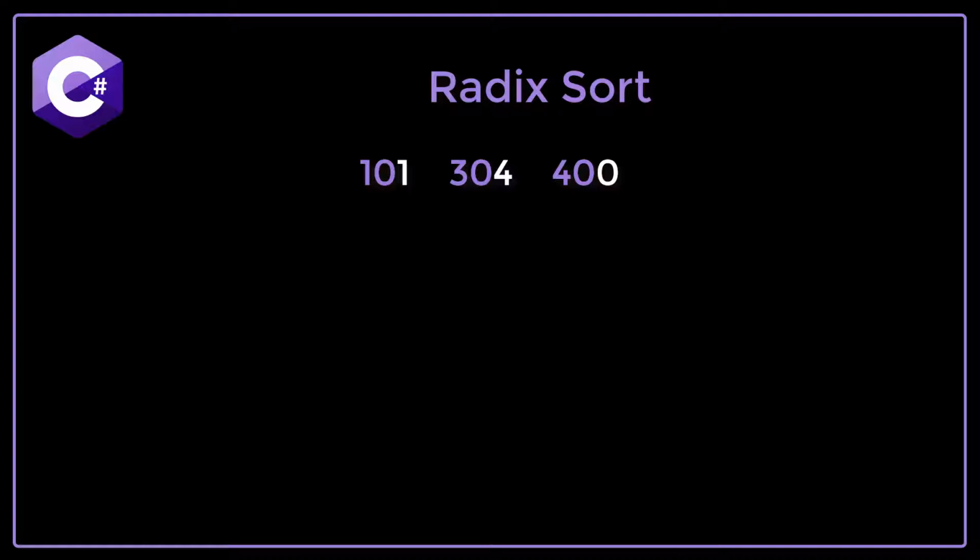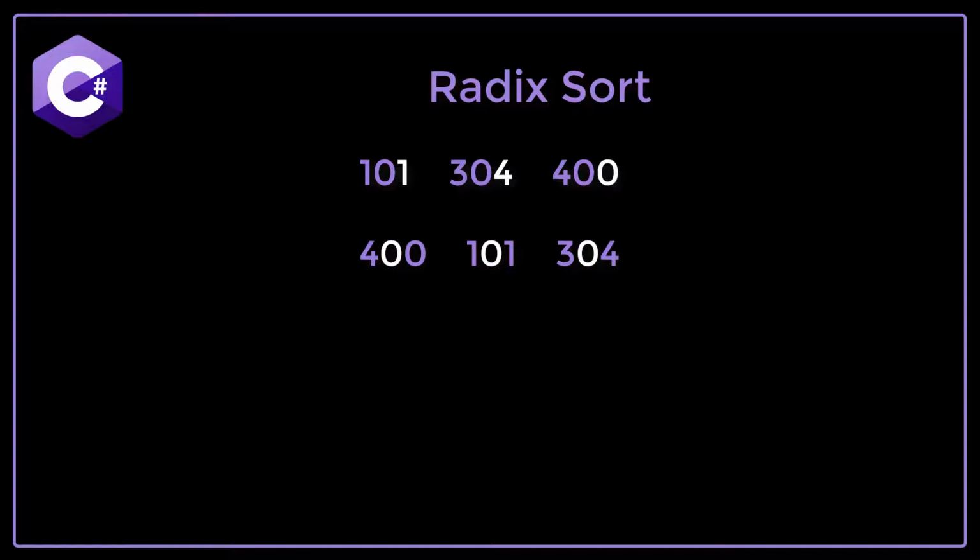On the first pass, this algorithm will rearrange the numbers in order of their rightmost digits from least to greatest. Since 0 is the least of the three numbers, 400 is bumped to the front of the collection. 1 is the next smallest, so 101 becomes the second item in the collection. 4 is the largest number, so 304 comes last in the collection.